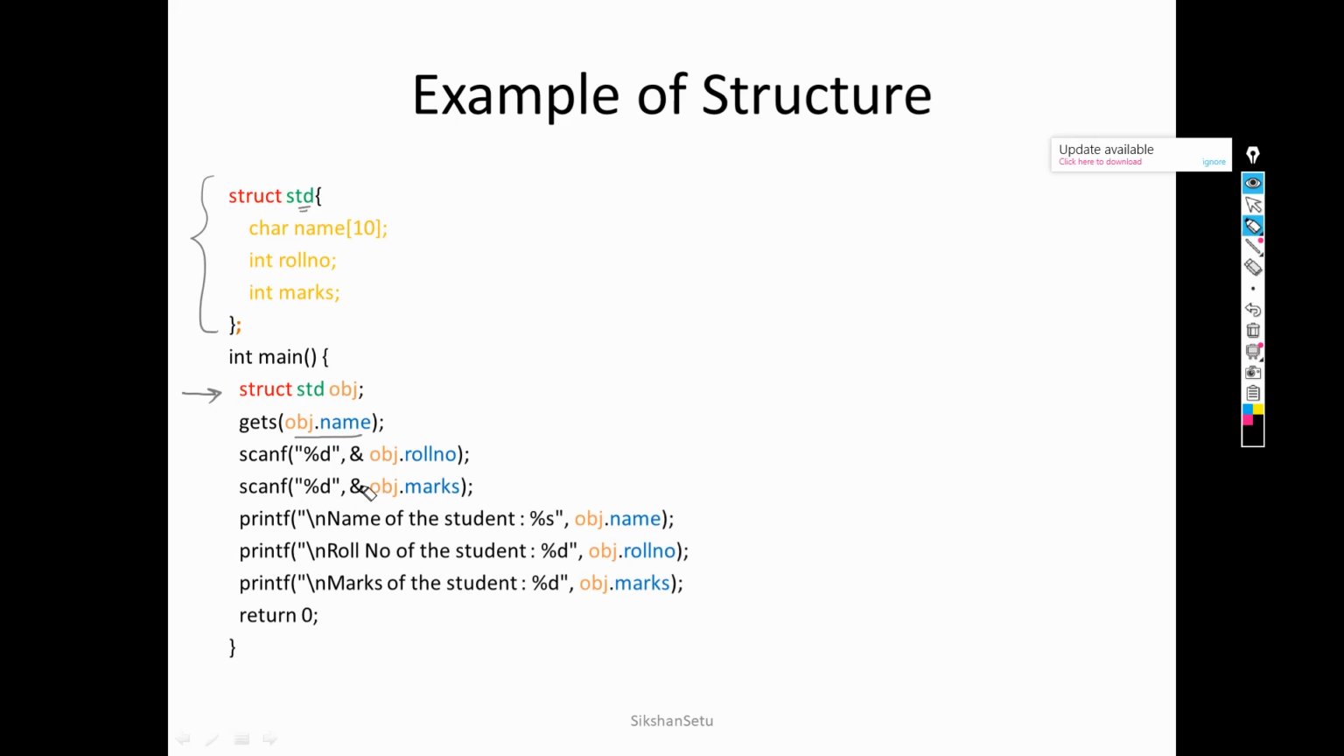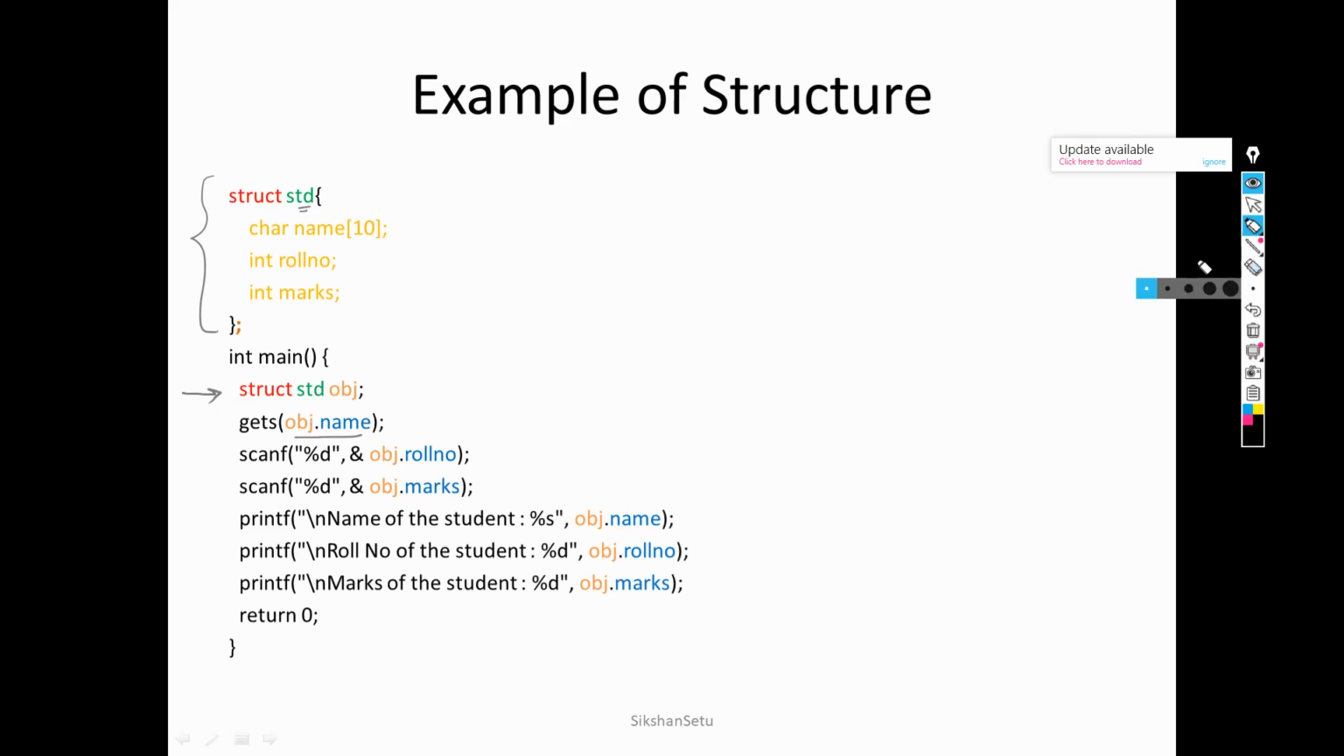In scanf, you can see if I want to get the value of roll number, I am writing obj dot roll number, obj dot marks. When I print it, it will be obj dot name, obj dot roll number, obj dot marks. So all the things are same. Scanning the values, printing the values, if you want to manipulate the value, if you want to use the value for some operation, everything will be same. Only the change is you cannot directly write the member name. The member name is to be written along with the object name and the dot operator. This is the only change. No other change. Everything other than this remains same.